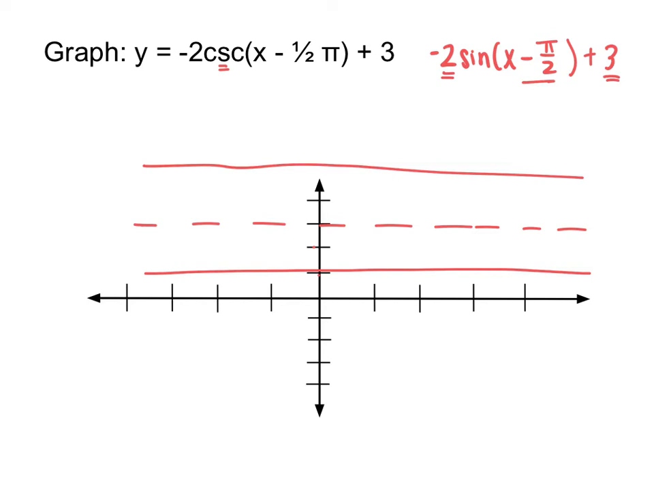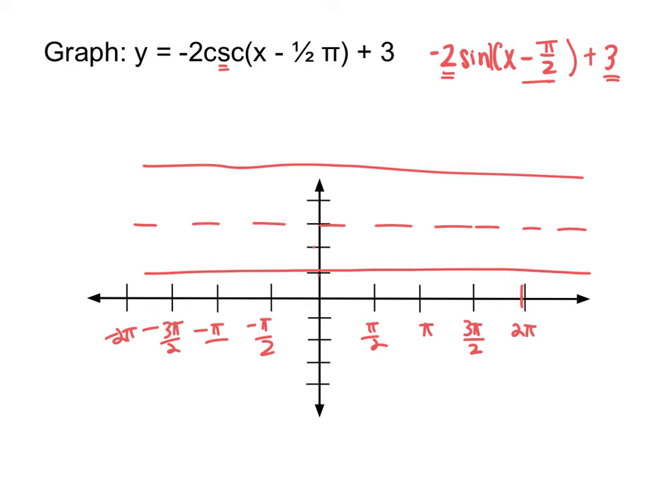Now, my period is 2 pi divided by b. My b value is 1. There's no coefficient in front of the x, just that 1. So that makes it easy. It's 2 pi. And it's pi over 2, pi, and 3 pi over 2, just like on our unit circle, those four quadrantal angles.